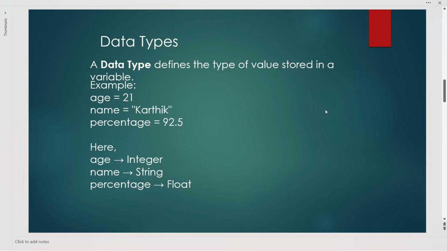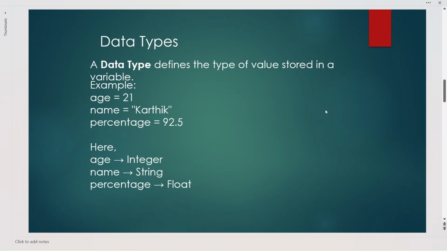Next, we are going to learn one of the most important concepts in Python, that is data type. Data type tells us what kind of value is stored in a variable. I will give an example. See, age equals 21. Name equals Karthik, percentage equals 92.5.